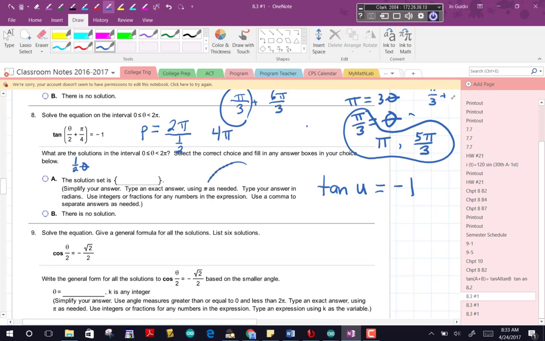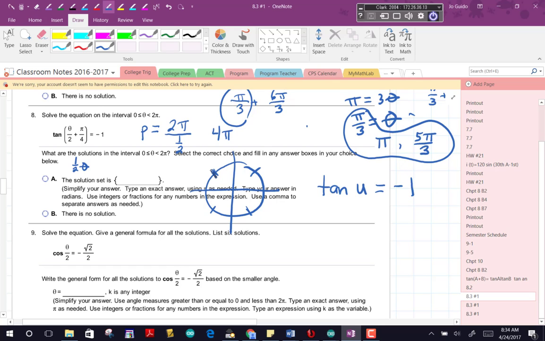When is tangent equal to -1? Tangent's +1 here, and it's +1 here, right? Because I got square root 2 over 2 and square root 2 over 2. These are both positive. Down here, they're both negative. So those 2 points have a positive tangent of +1. So it must be this point right here and this point right here that have negative tangents. That makes sense?